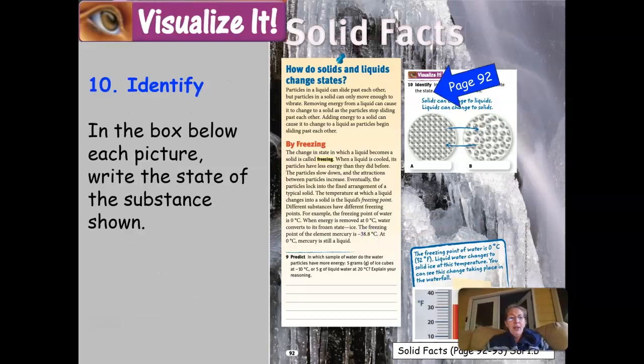Number 10 wants you to label the boxes below each of the pictures of whether it is a solid or a liquid. Hopefully that's a pretty easy one for you guys to do.